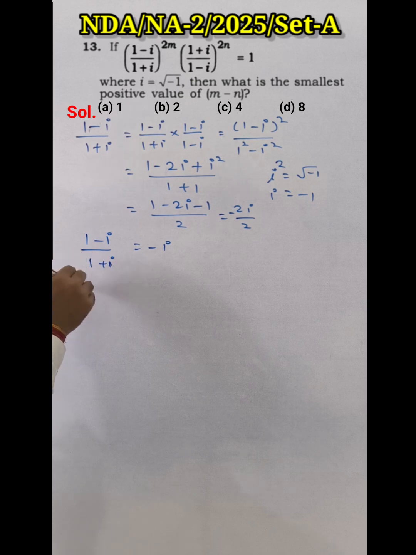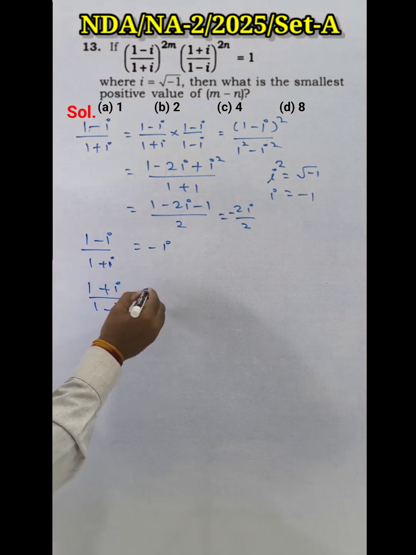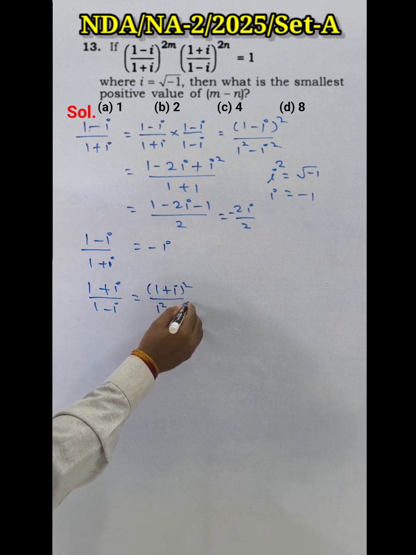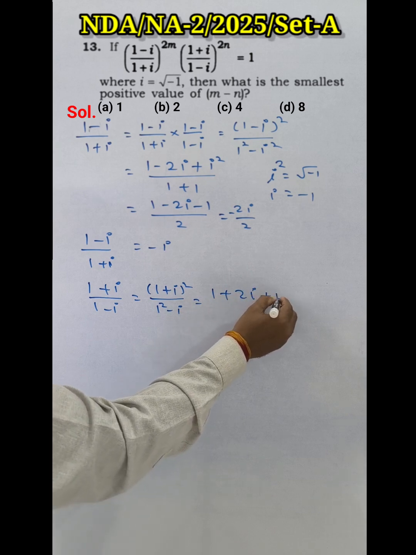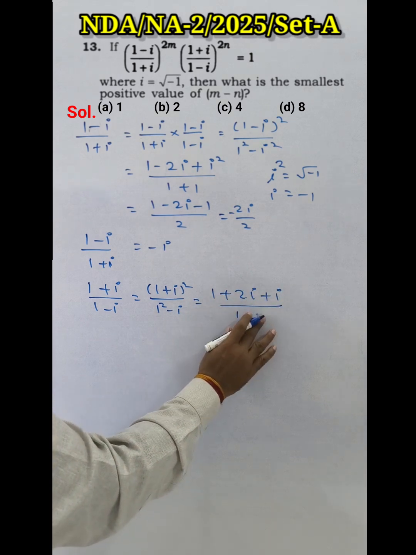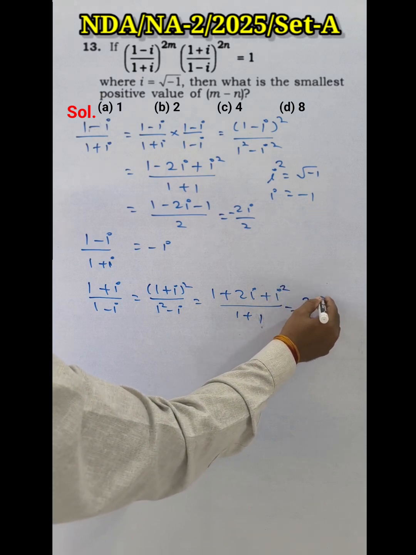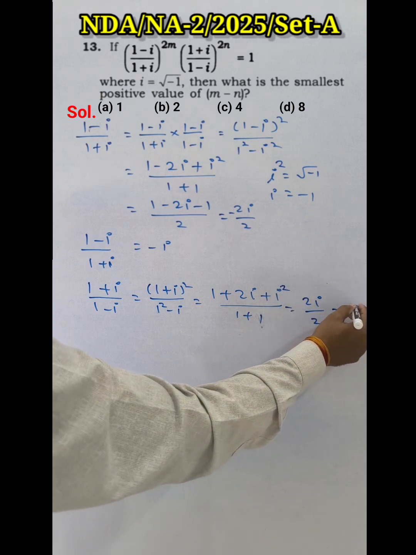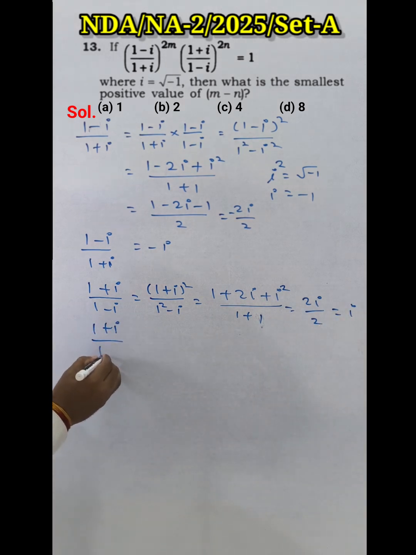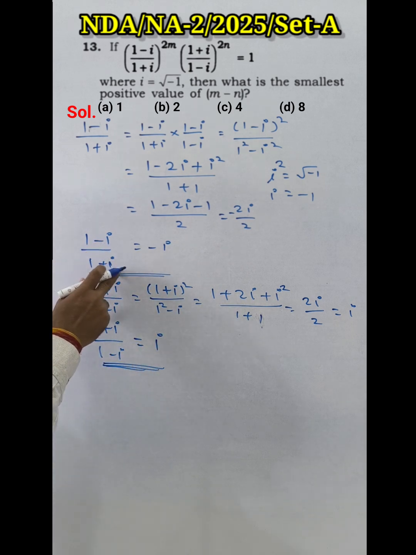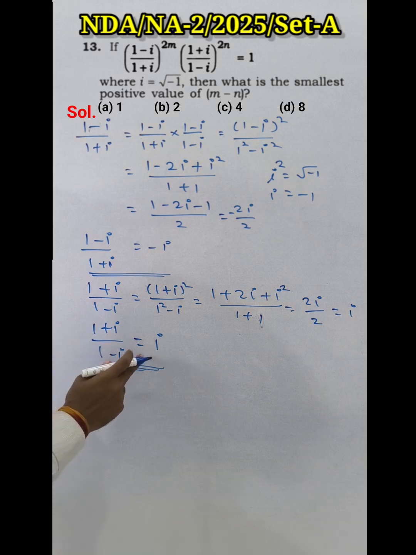Similarly, we can simplify (1 plus i) upon (1 minus i), and after simplifying we get (1 plus i) square upon 1 square minus i square, which is equal to 1 plus 2i plus i square divided by 1 plus 1, which is 2i divided by 2, the 2 gets cancelled, and we get i. That's why (1 plus i) upon (1 minus i) is equal to i here. We get both the values: (1 minus i) upon (1 plus i) equal to minus i, and (1 plus i) upon (1 minus i) is equal to i.